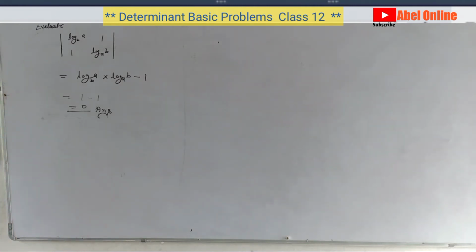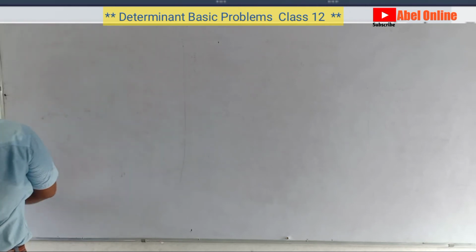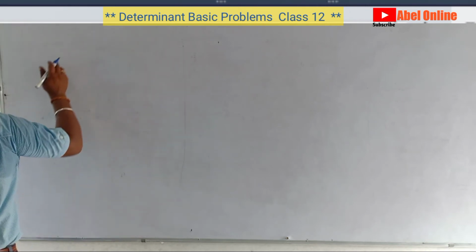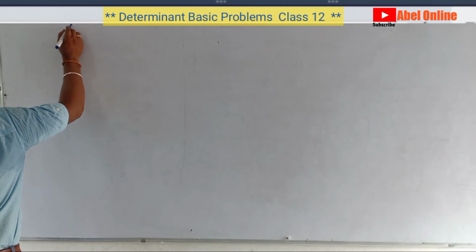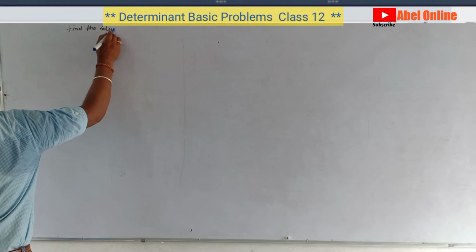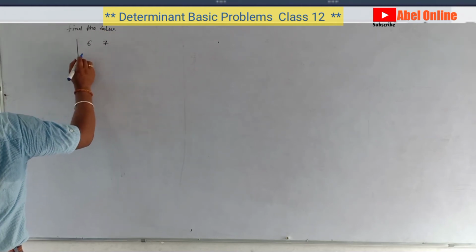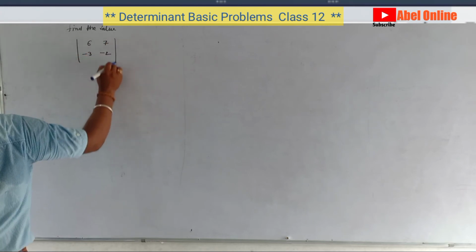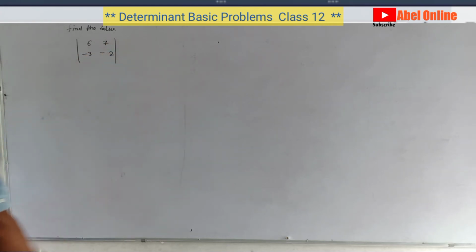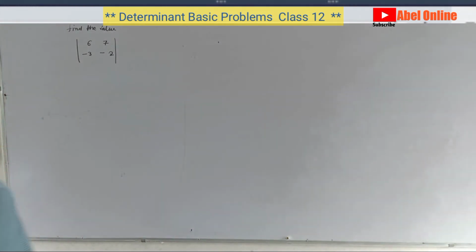Now we are going to solve some more questions. Next example is to find the value of the determinant. So students, what is the question? 6, 7, minus 3, minus 2 is the question. Find the value. So how can we find it? This is a determinant and you can solve for the value easily.